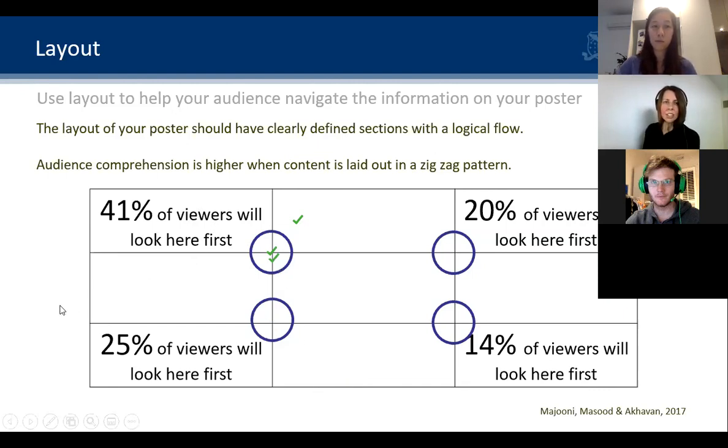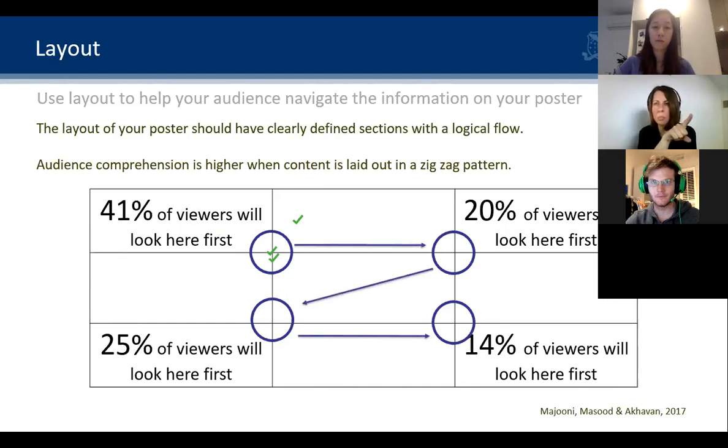The other thing that's interesting with this is that the comprehension from the viewer who's looking at your poster is better when the ideas are laid out in a zigzag pattern like this. So I might go to that top left corner first, then it might move across and down. So that could be something that you want to take into consideration when you're designing your poster. Something to think about.